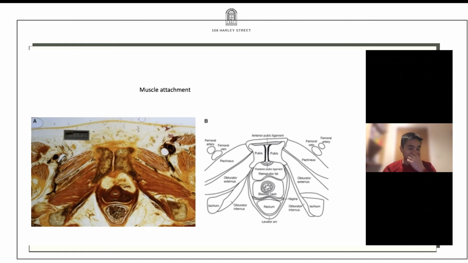But actually, what if we take a more detailed history? They actually have a problem in the middle of the pubic symphysis, or maybe at the attachment of the adductors, and that's very common, especially in the sporty person. And I'll explain why.